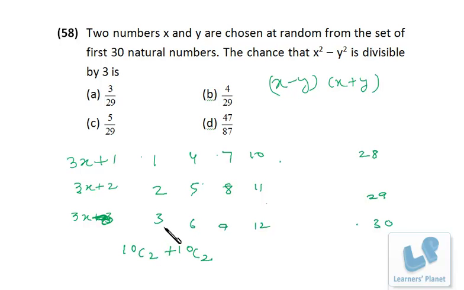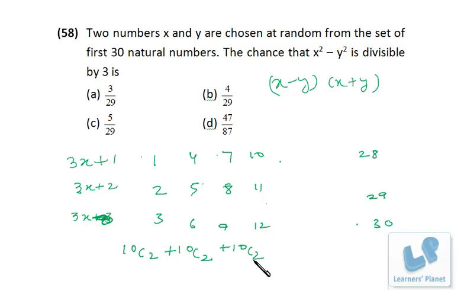Now similarly, in this case, if you choose any two numbers, the difference as well as the sum, both of them will be divisible by 3 because both the numbers will be in 3x format, right? So you can choose two numbers from these 10 numbers, right? So individually we have taken the three sequences and got these many combinations.